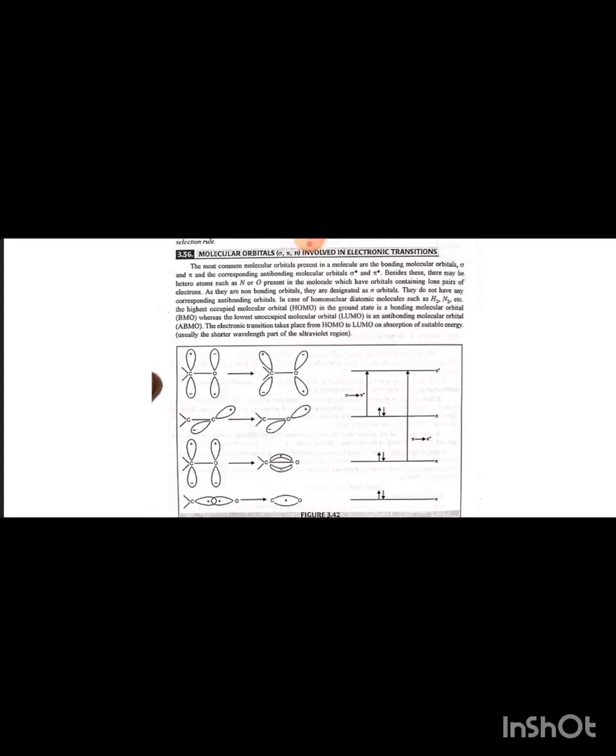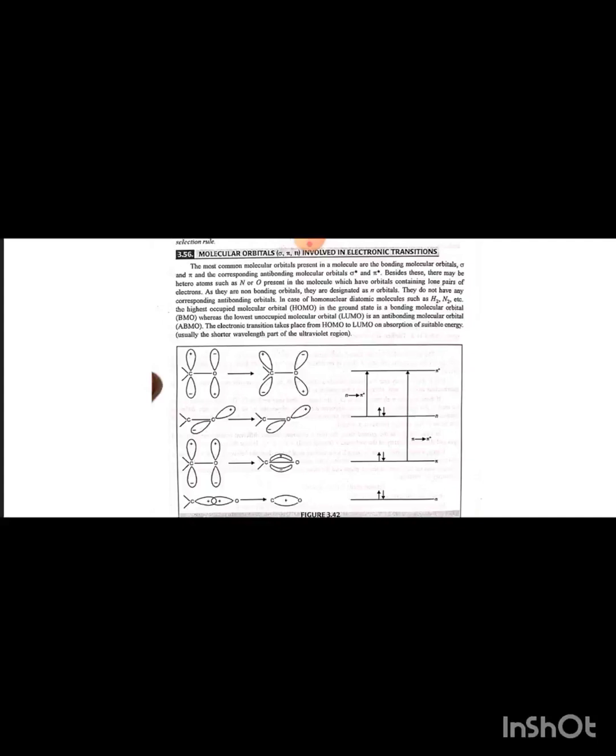The most common molecular orbitals present in a molecule are the bonding molecular orbitals, sigma and pi. The corresponding anti-bonding molecular orbitals are sigma star and pi star. Besides these, there may be heteroatoms such as N or O present in the molecule which have orbitals containing lone pairs of electrons. As they are non-bonding orbitals, they are designated as n orbitals. They don't have any corresponding anti-bonding orbitals.